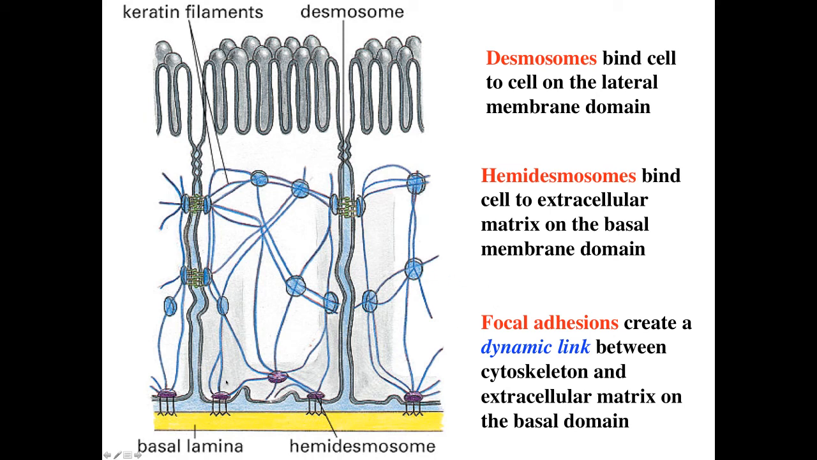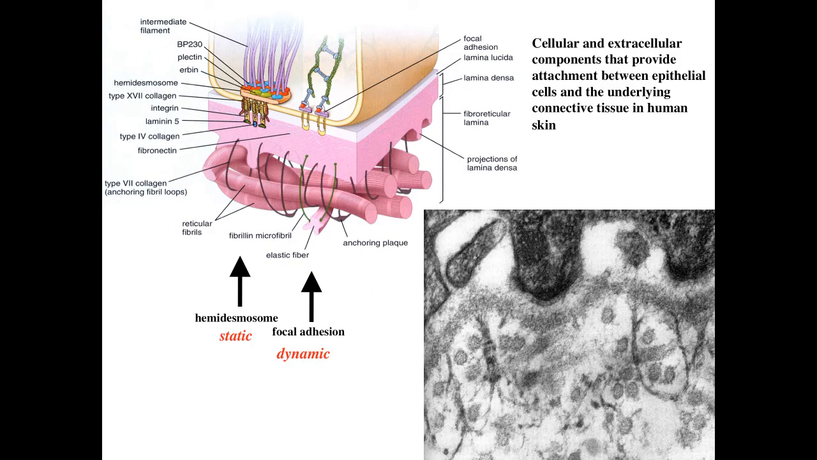Now, focal adhesions, which are not shown on this cartoon, create a dynamic link between the cytoskeleton and the extracellular matrix on the basal domain. And we'll talk about those right now. What we're looking at is cellular and extracellular components that provide attachment sites between epithelial cells and the underlying connective tissue. This is a fairly high power electron micrograph from human skin. Here are the cells, and this is the extracellular matrix, and the micrograph looks remarkably like the diagram.